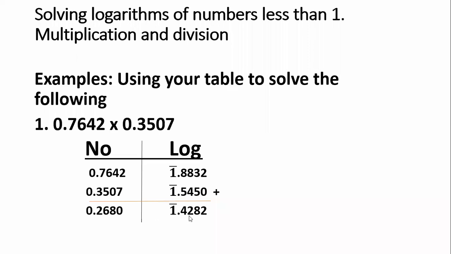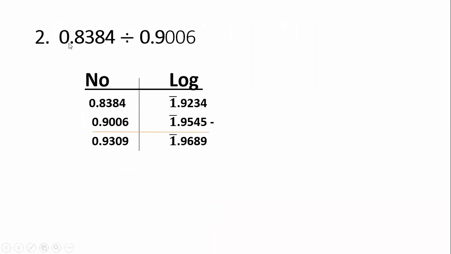So they now check for anti-logarithm 42 under 8 difference 2. So that will give us 2680. Now, since it's 10 raised to power minus 1, and that's still bar 1, that's going to fall under tenth. So we have it as 0.2680.